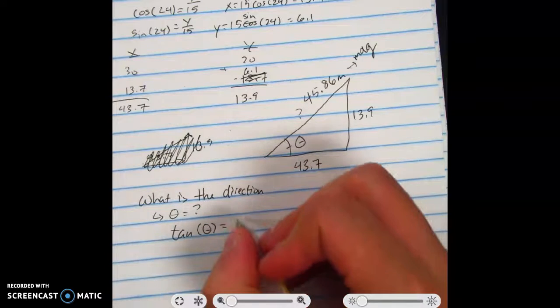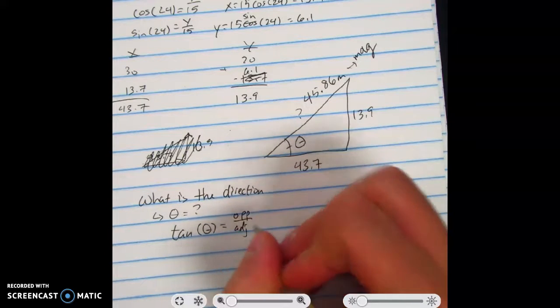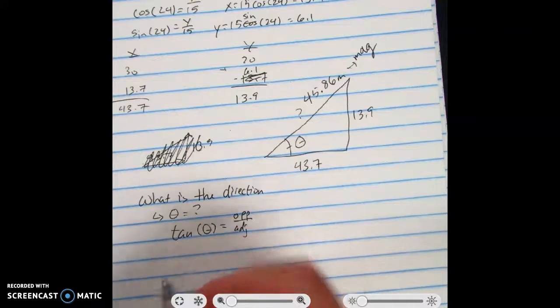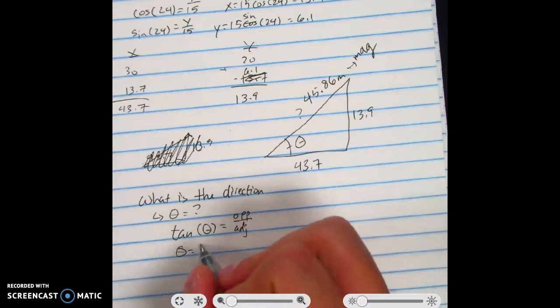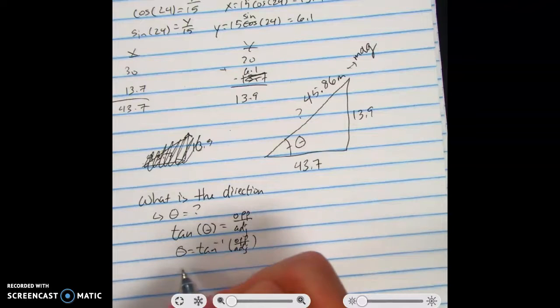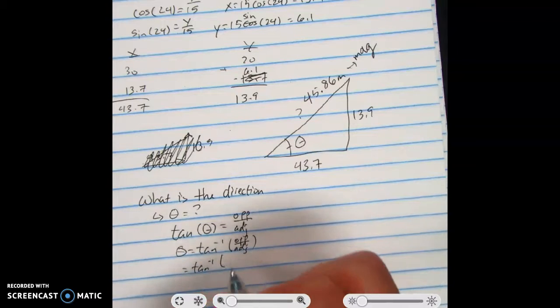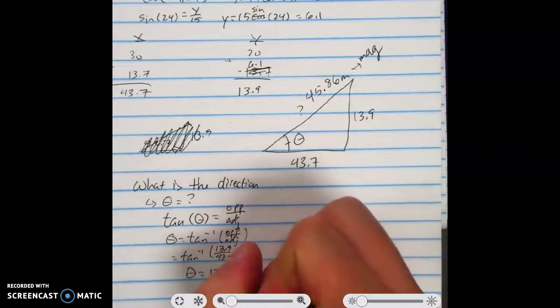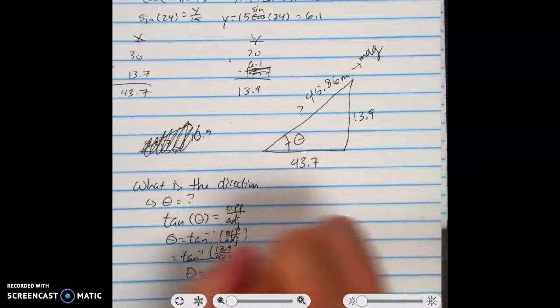So tangent of theta is equal to your opposite over your adjacent. So in order to find the angle, theta is equal to what we call the tangent inverse of opposite over adjacent. So in this case, I have tangent inverse of 13.9 over 43.7. Theta is equal to tangent inverse of 13.9 divided by 43.7. We get 17.64 degrees is my direction.